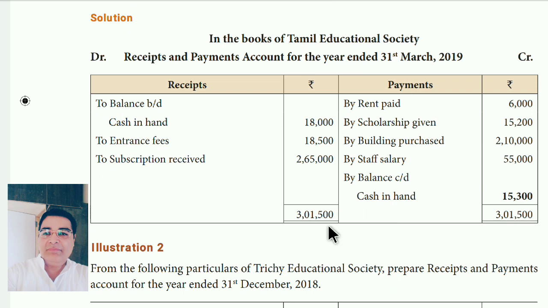If you add this total, you will get 3,01,500. Here you have to leave two lines, then put the total in the same line, 3,01,500, then 3,01,500, because the receipt total is more. So you are calculating the balance carried down. So 3,01,500 minus all this amount, you will get By balance carried down, cash in hand 15,300. This is the answer.